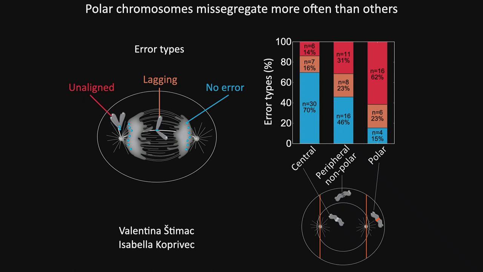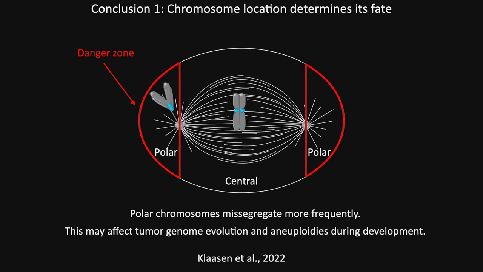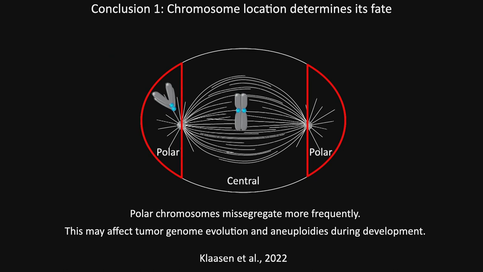So this is the conclusion of the first part. We found that these chromosomes that are behind the pole are in danger to missegregate. We call this the danger zone. So these chromosomes missegregate more frequently than other chromosomes. And this means that the identity is not the same between the chromosomes that missegregate and the ones that don't missegregate.